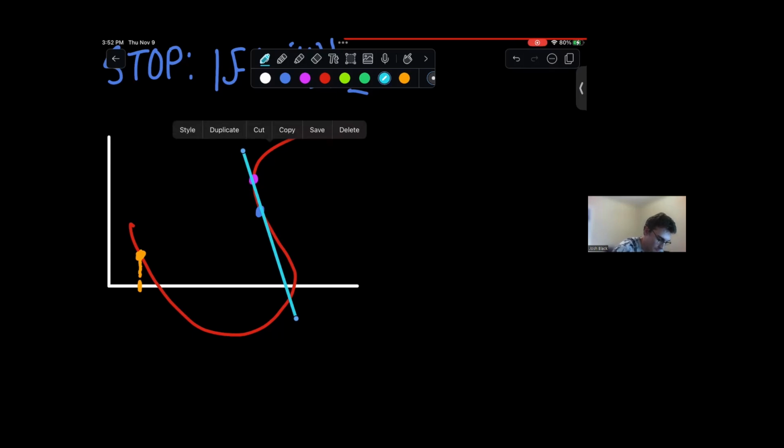Our line brought us here. Now, since here was my solution, that's my new XR. And then I'll draw another line between my oldest point and there. But then look what happens.